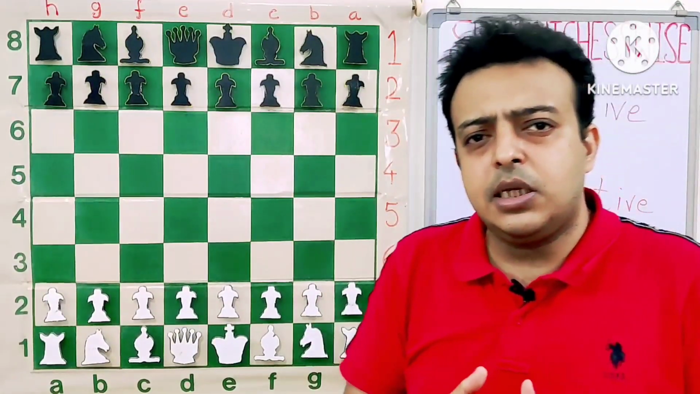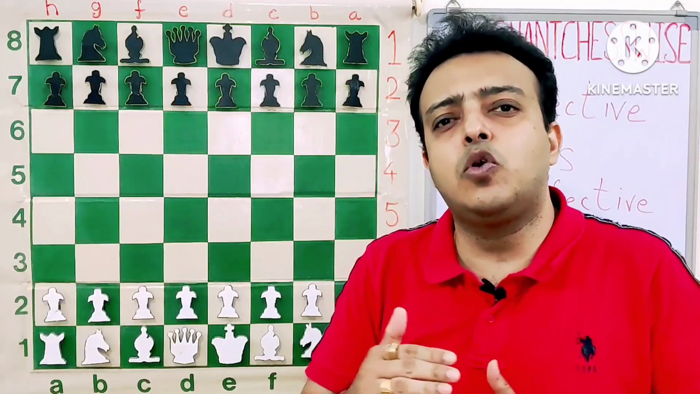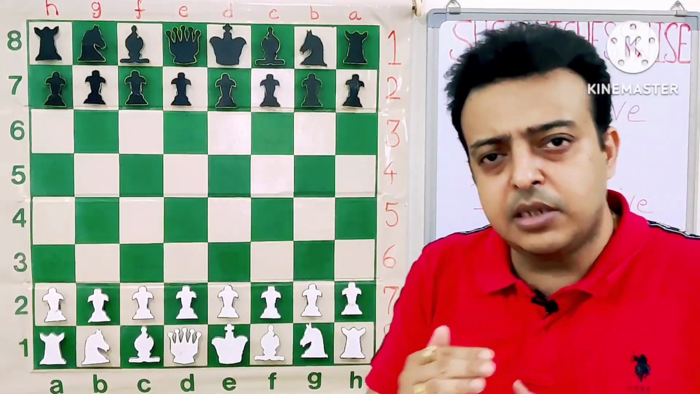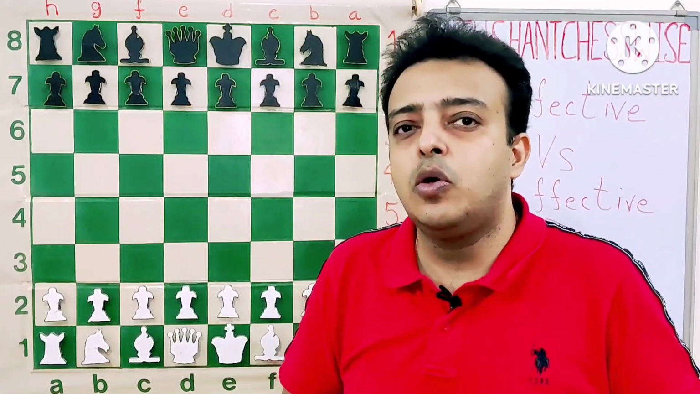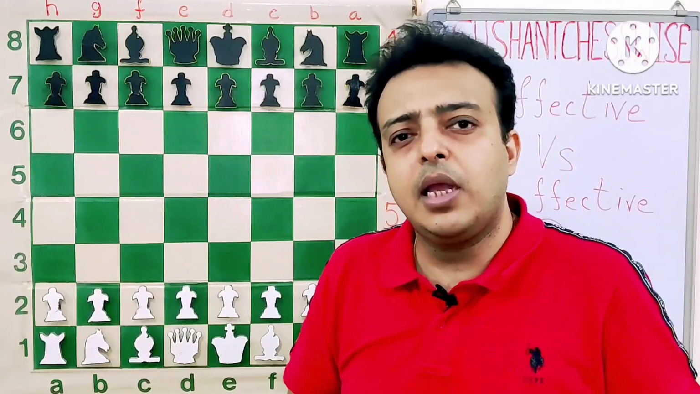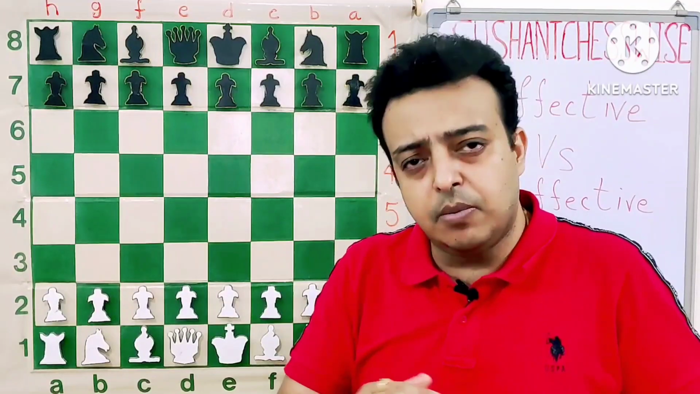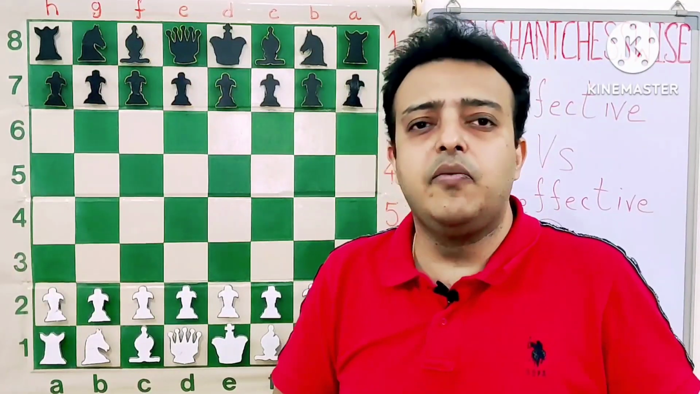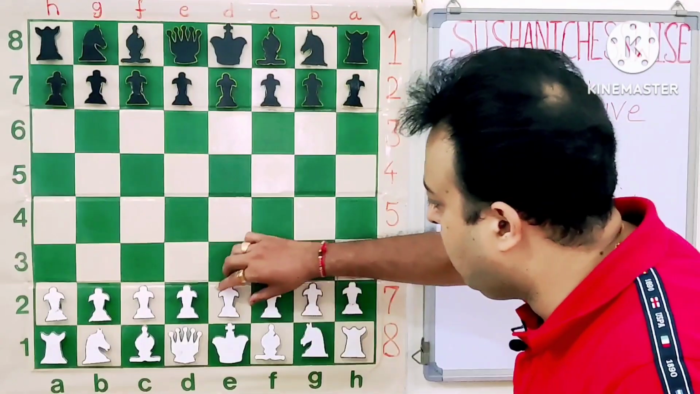These examples are meant for 1000 to 1200 rated players, which means some examples are going to be easy also, so that those who are new will also understand, and gradually I will take 5-6 cases where some examples will be a little difficult also. So let's get started quickly.